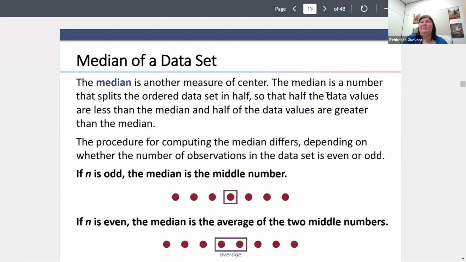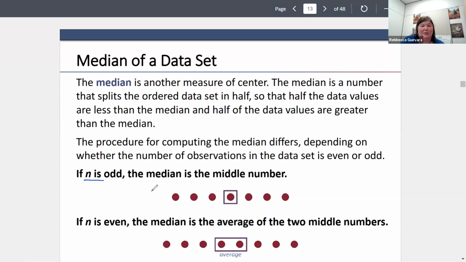The median is a number that splits the ordered data in half, so that half the values are less than the median and half are greater than it, or approximately. Sometimes your median happens to be in a weird place and you can't do halves. The procedure for computing a median differs depending on whether we have an even or an odd number of observations.